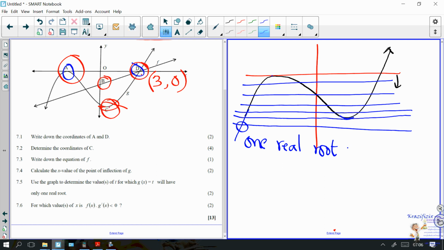Anywhere above this point as well, this graph will cut once. One real root. Okay, what is my x value here? My x value there is 3. All right, so x must be greater than 3.